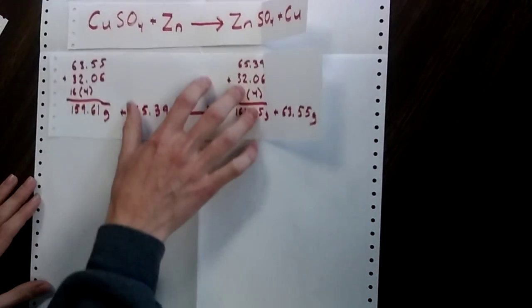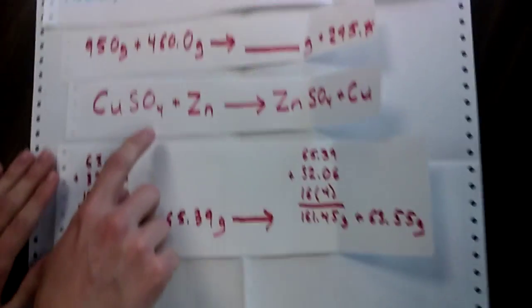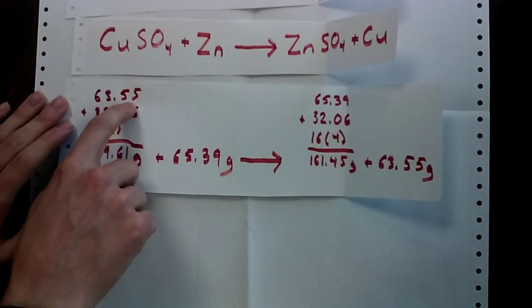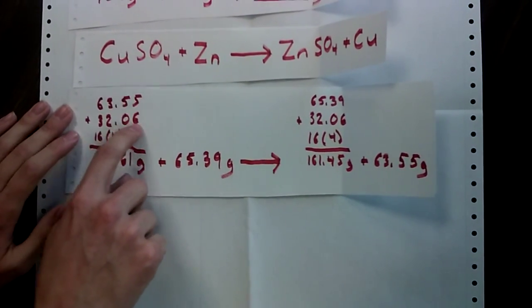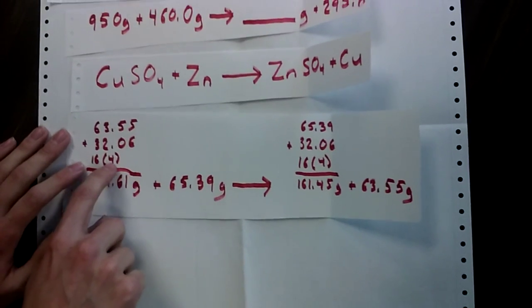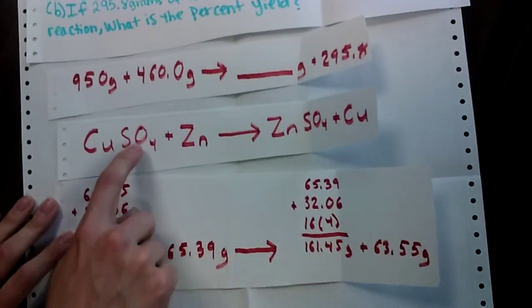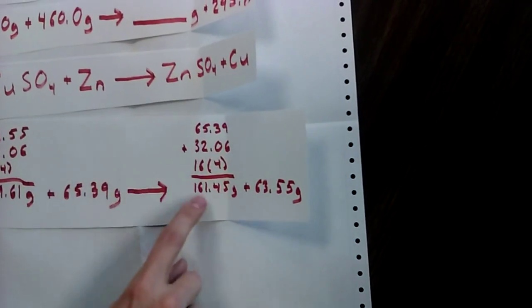So we find, for example, for the copper sulfate, we add the molar mass of copper, 63.55, plus the molar mass of sulfur, 32.06, plus 4 times the molar mass of oxygen, which is 16, because there are 4 oxygen atoms. And then that same process repeats itself.